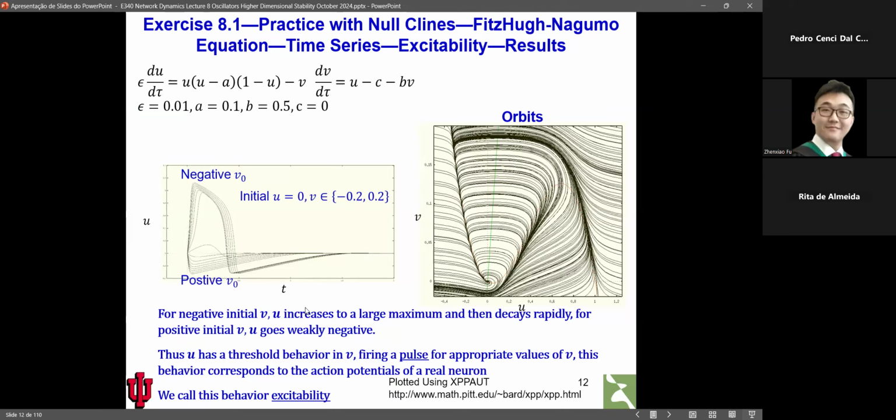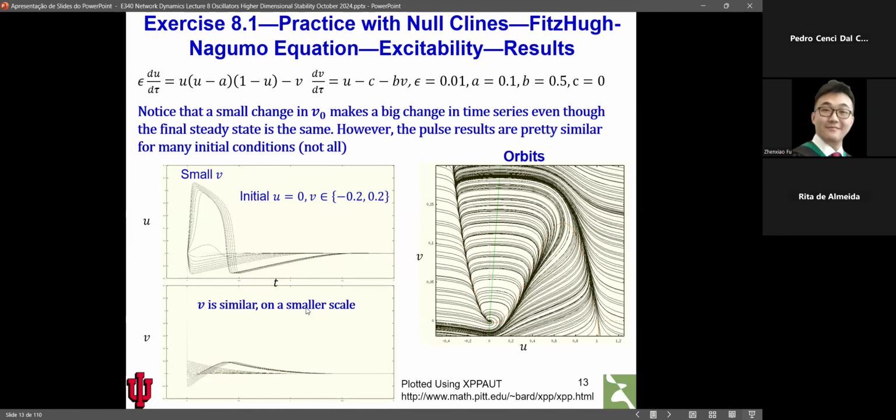So the second practice, here you have V. You see that with V it happens more or less the same thing, but on a different scale.